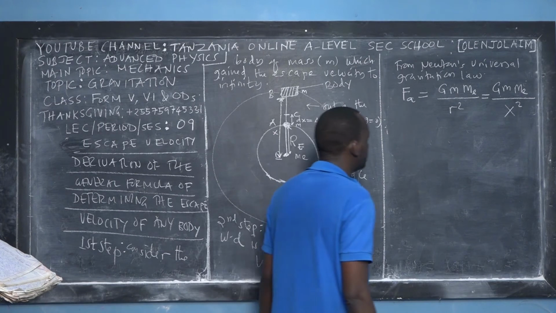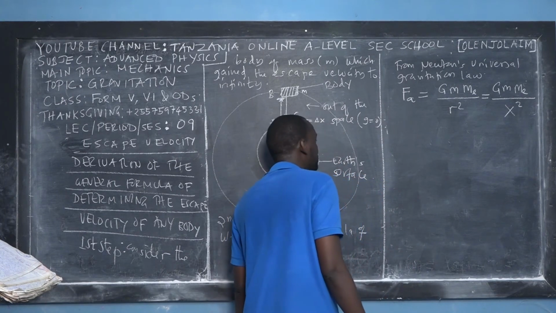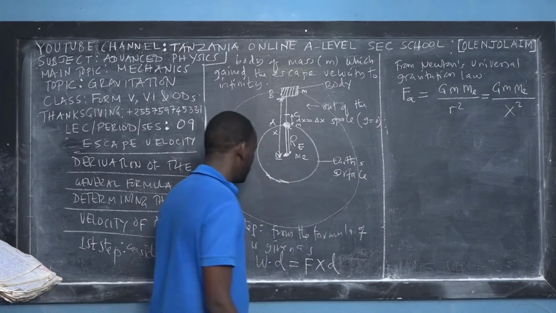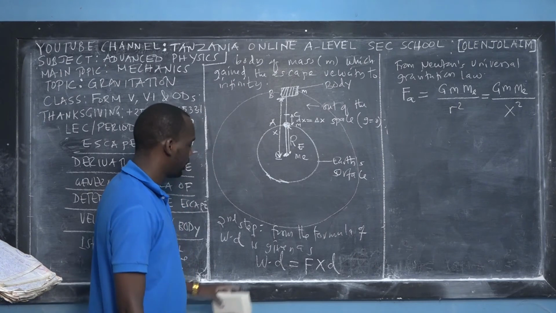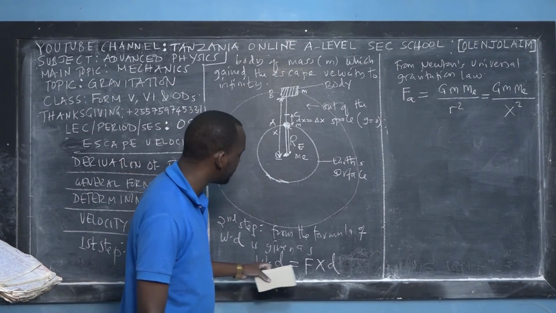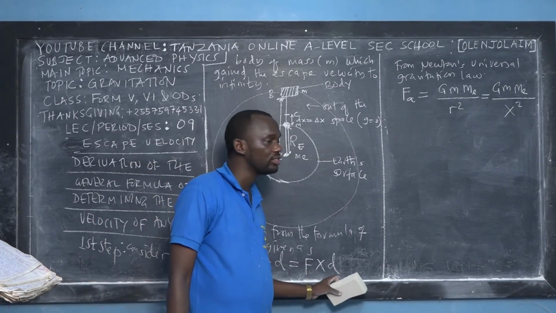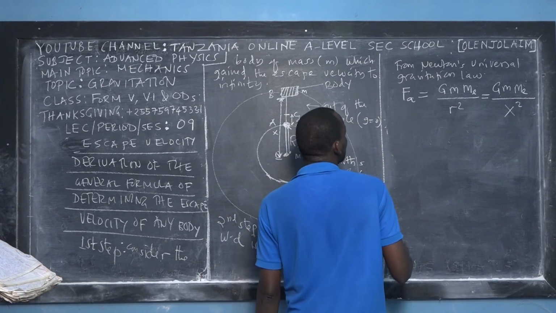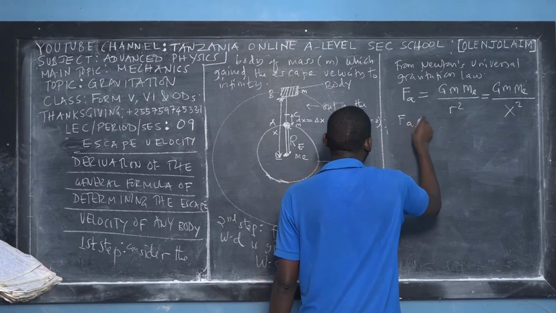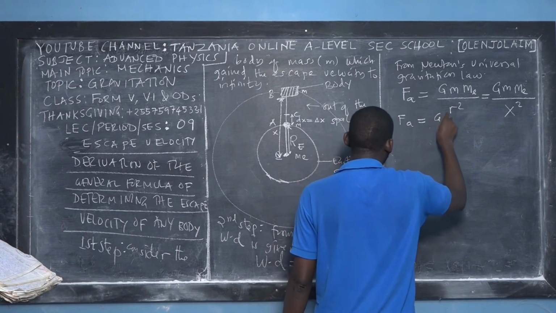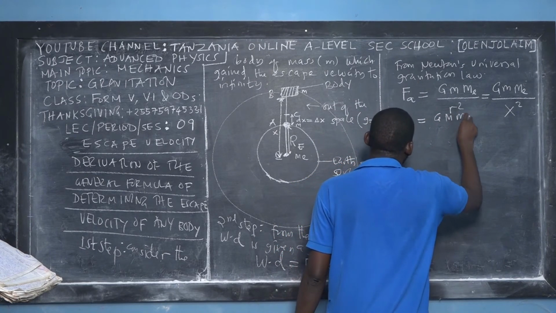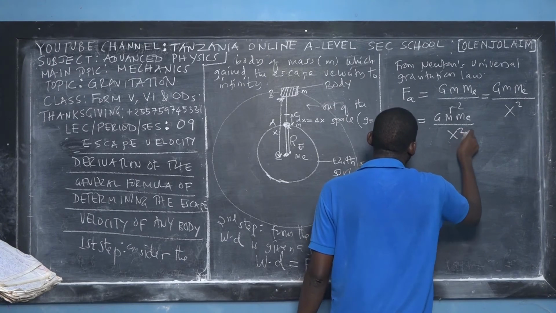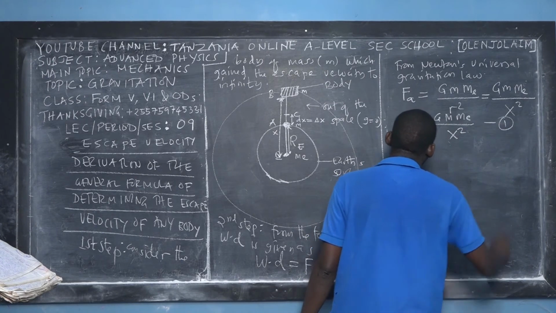Xc squared. So that is the force of attraction between the Earth and the body of mass M. Remember our formula that work done is equal to force times distance. This is the meaning of the distance. So if that is the case, the force of attraction is equal to gravitational constant, mass 1, mass of the Earth, over x squared. Suppose that this is the first equation.